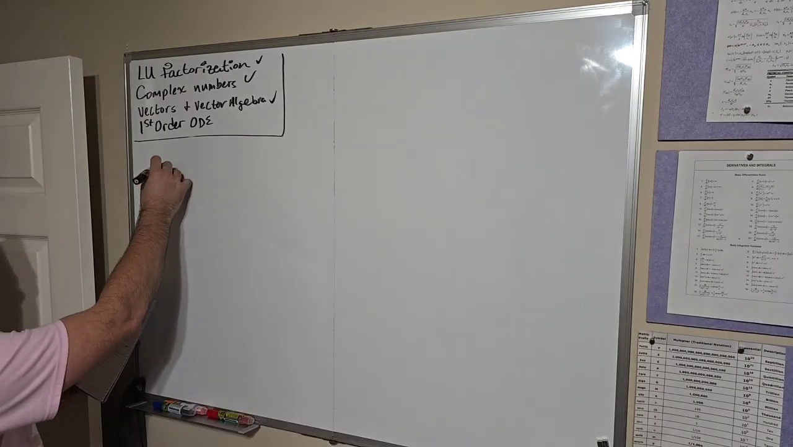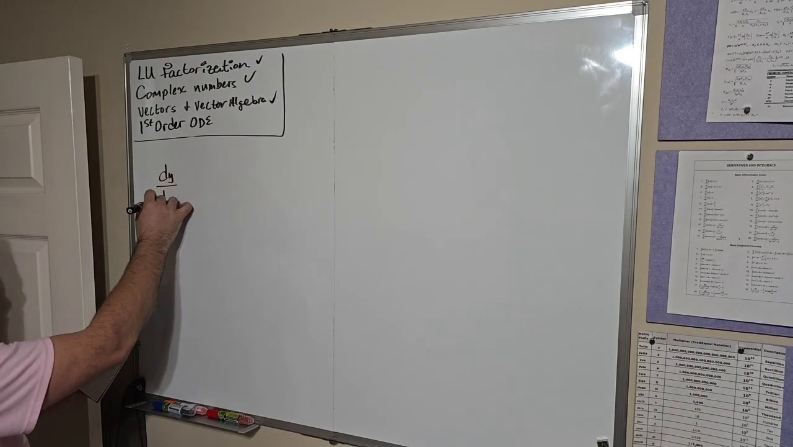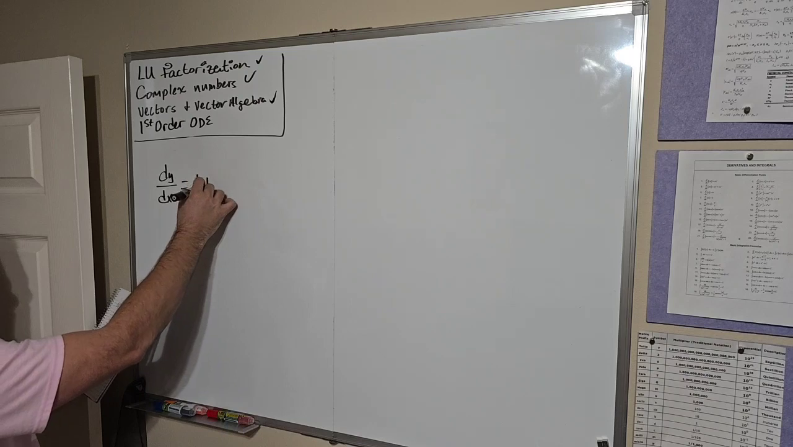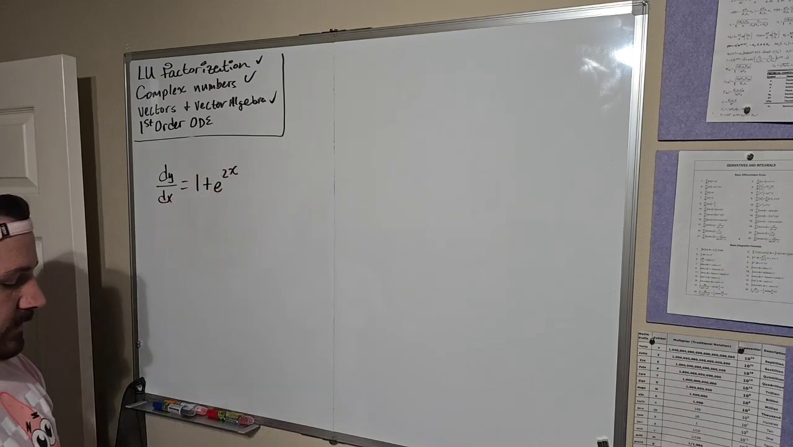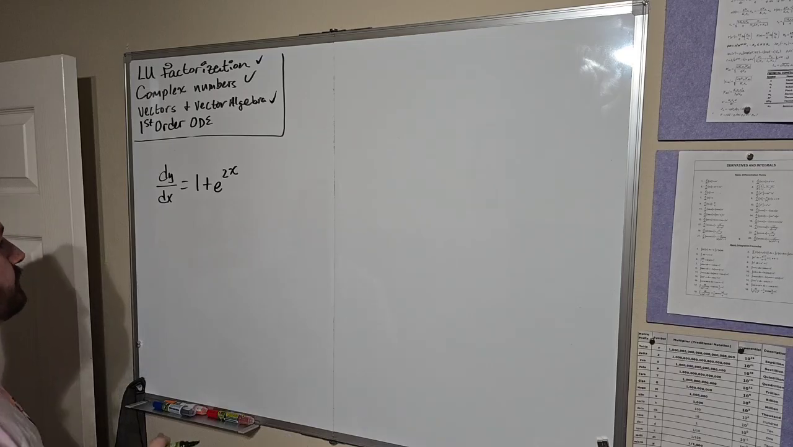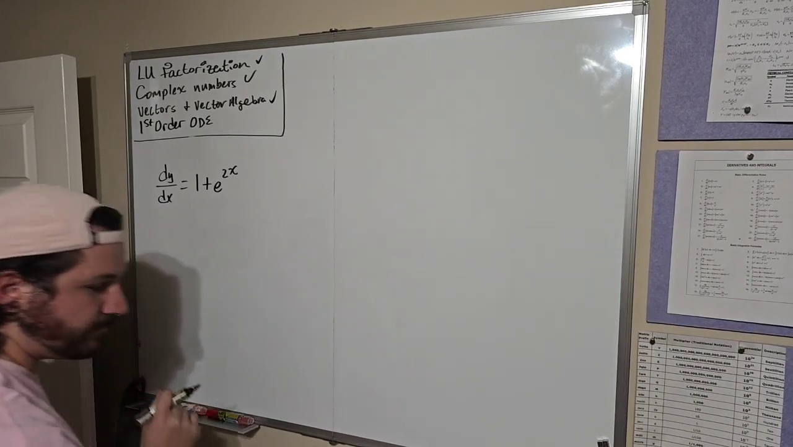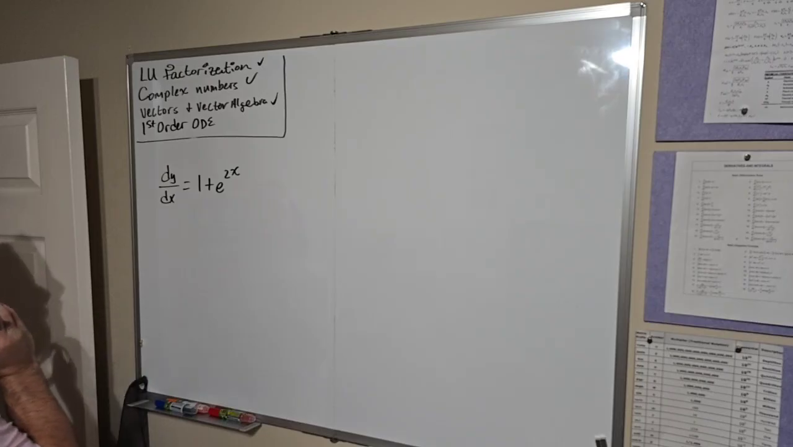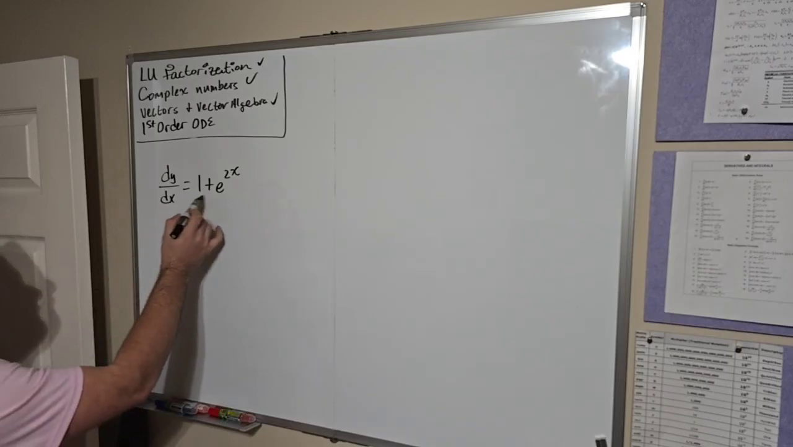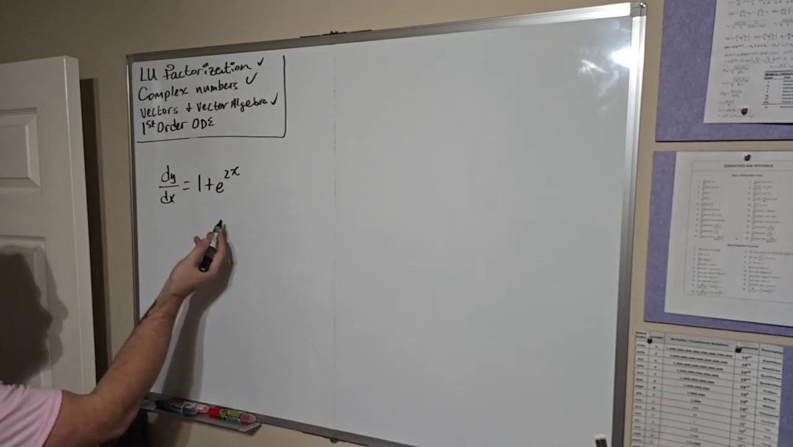So let's start with this equation here where we have dy dx is equal to 1 plus e to the 2x. For this one, it doesn't really look like it's separable at first. But if you notice, there's no y's on this right side. So we actually do have a separable thing.